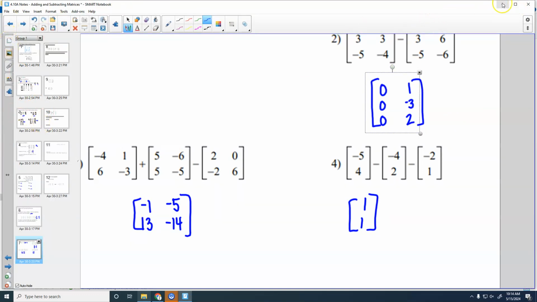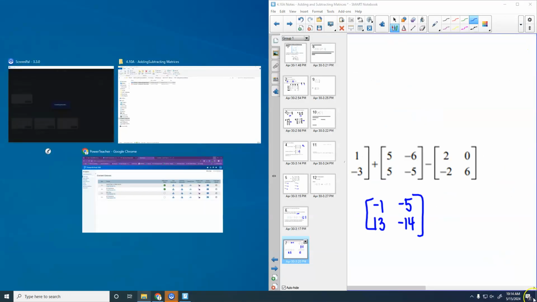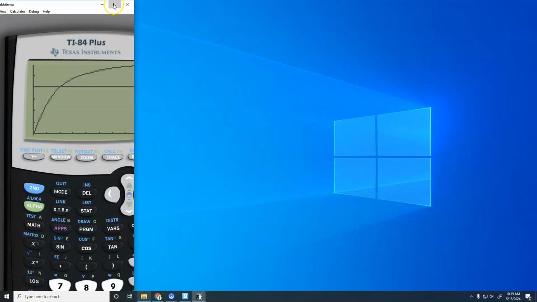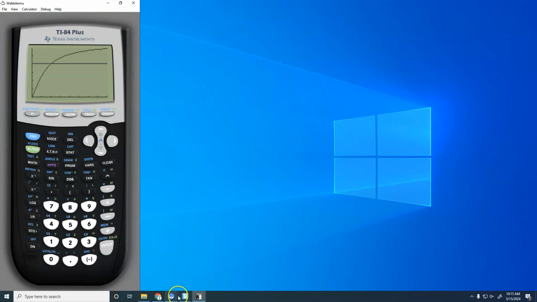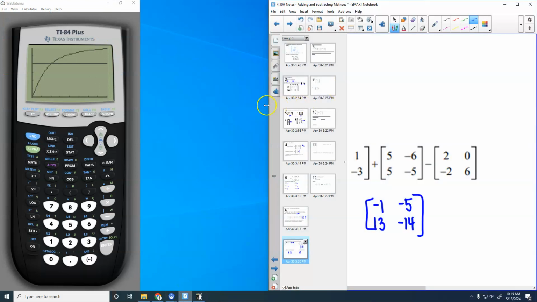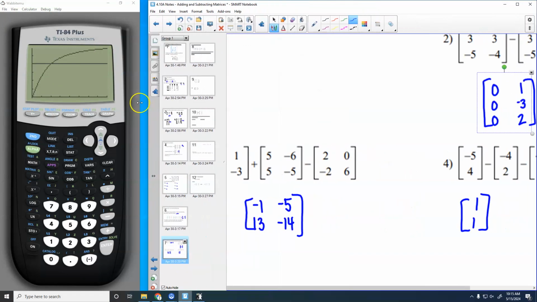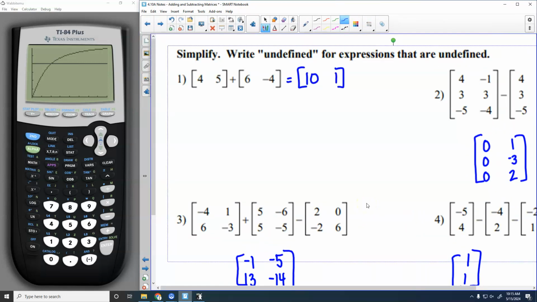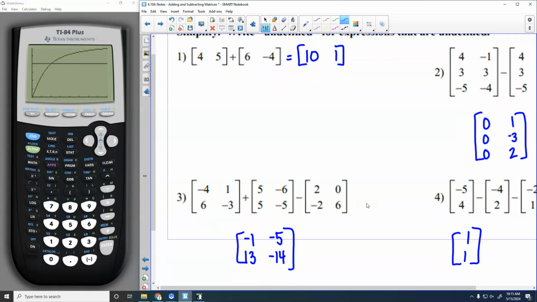If you guys will grab your calculator too, I'm going to show you how to do these on the calculator, although except for in cases of having really big data, I don't usually do these on the calculator because they're so easy to do by hand. Okay, check with your neighbor on that one. See if you guys are getting the same answers.